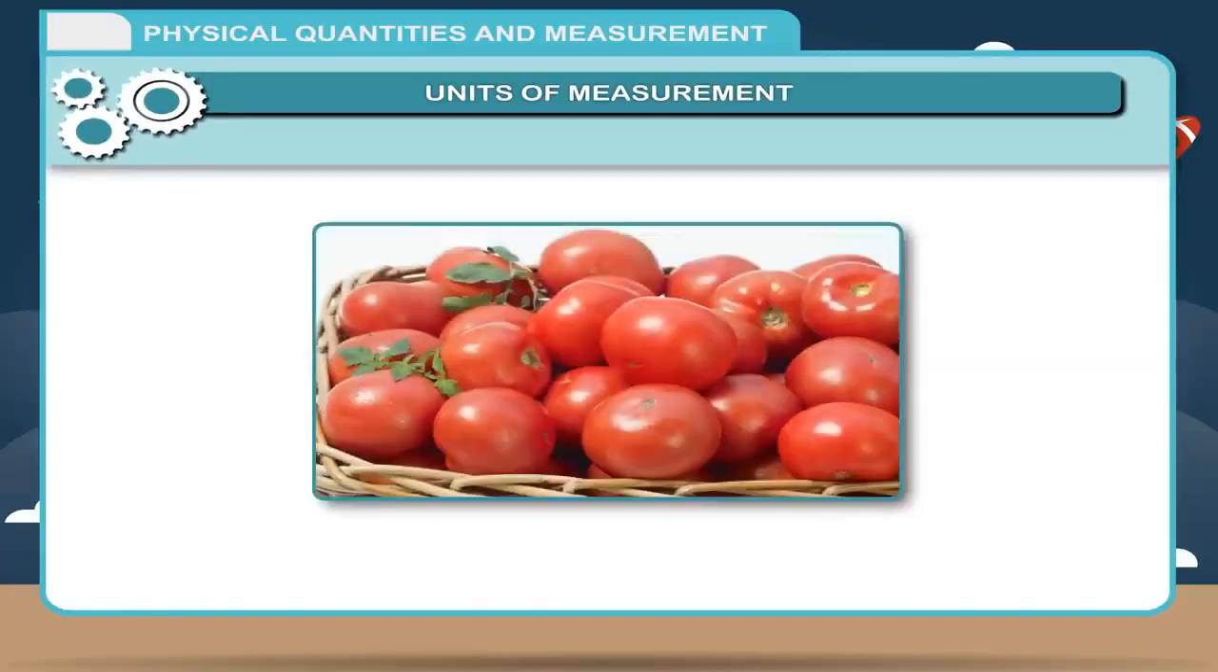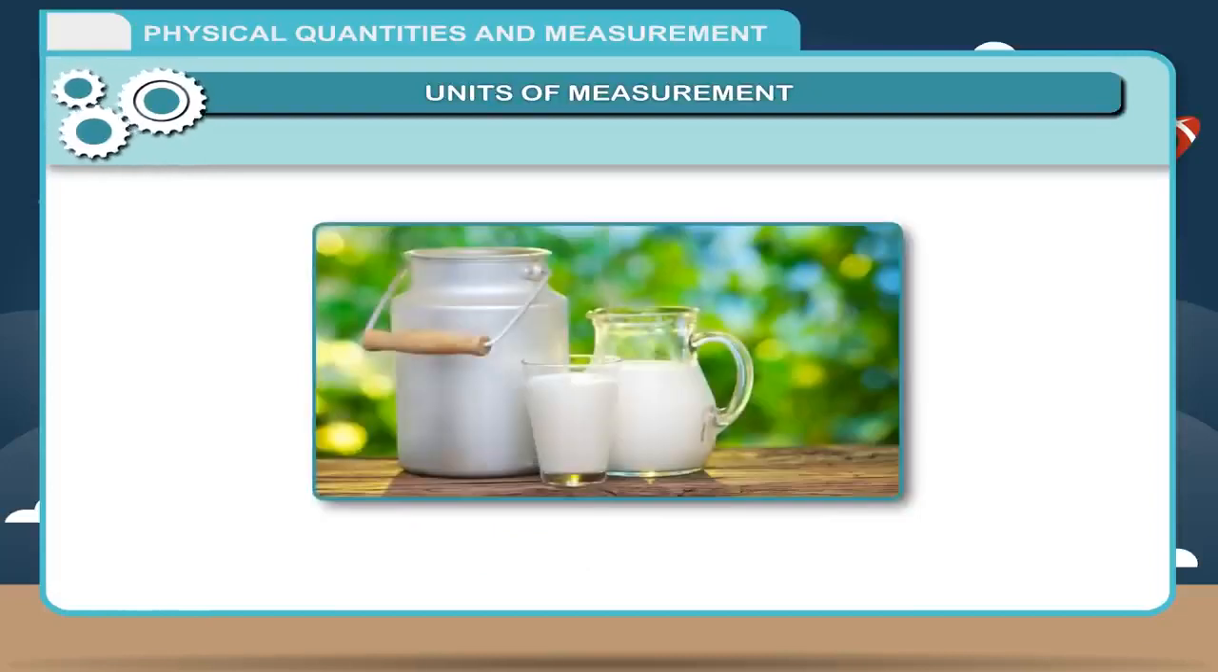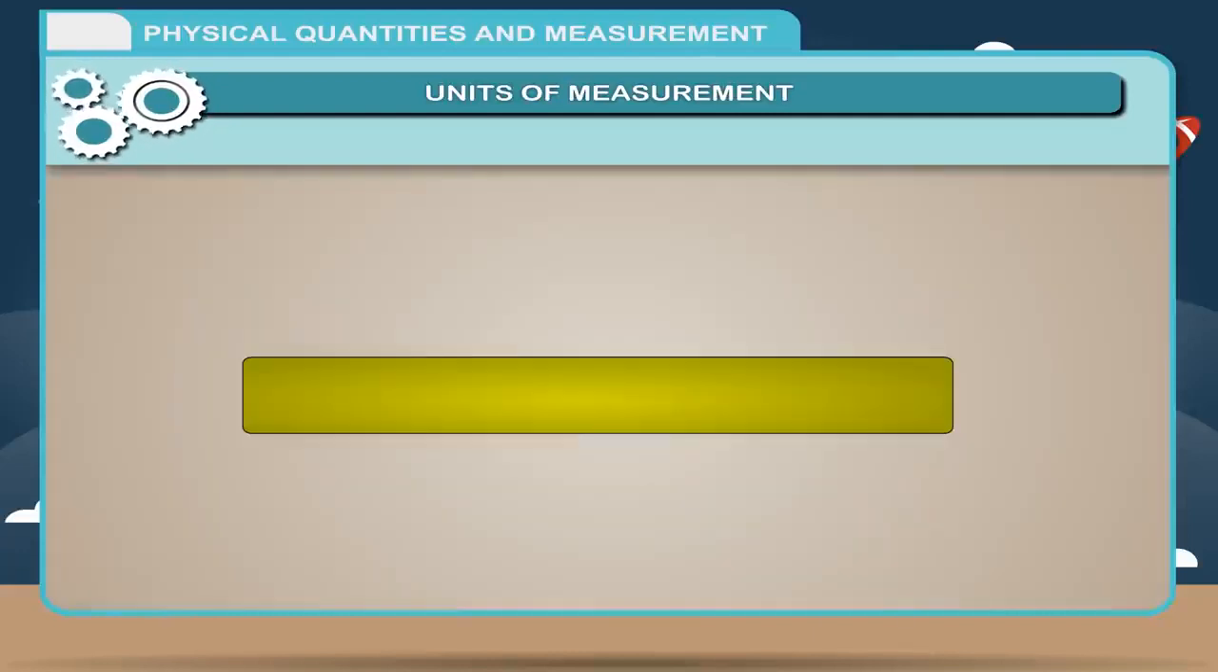Examples: 1. When we say quantity of tomato is 5 kilograms, then 5 is the numerical value and kilogram is the unit of mass. 2. If the amount of milk is 4 liter, then 4 is the numerical value and liter is the unit of volume. Nowadays, to measure the length, we use the unit meter.